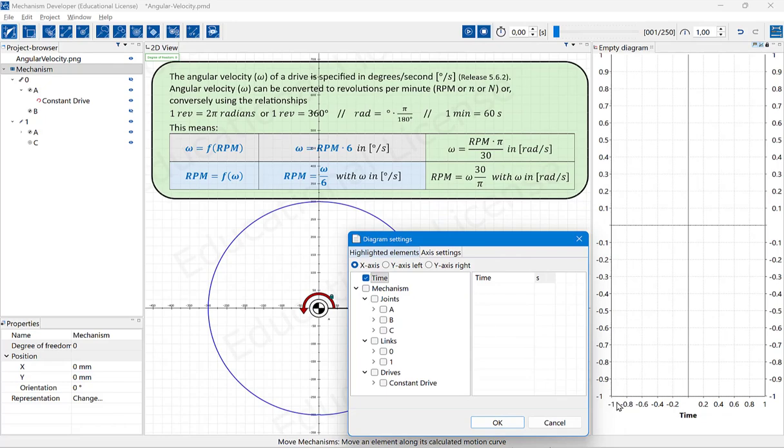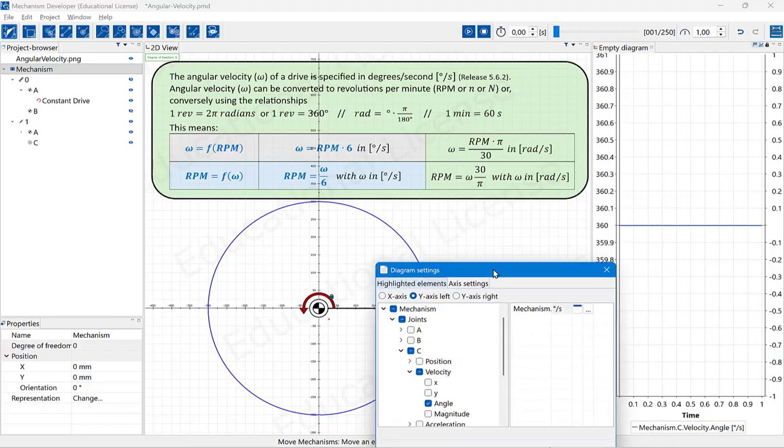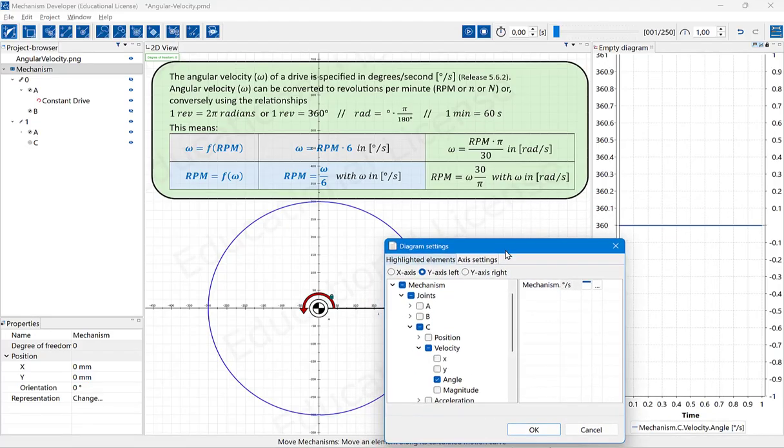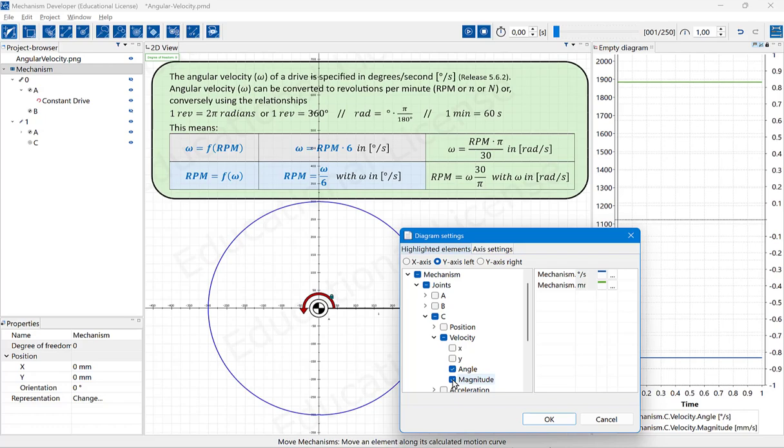At the x-axis I want to show the time. At the left y-axis I want to show, well, this is the point C. The velocity, I want to show the angle. You see here the angle of velocity is 360 degrees per second. And also maybe the magnitude of the velocity. So the magnitude of the velocity is here exactly 1800 something. You can compute easily.